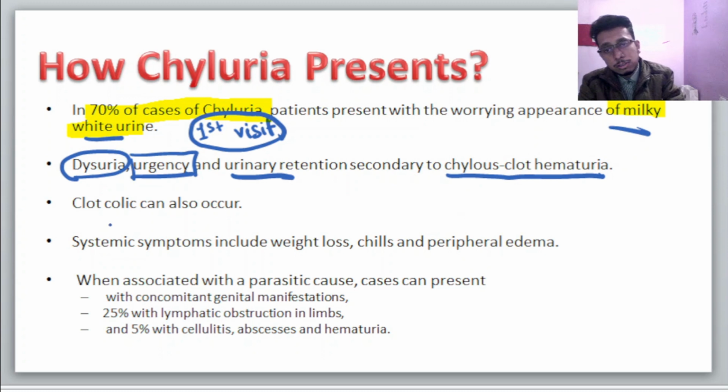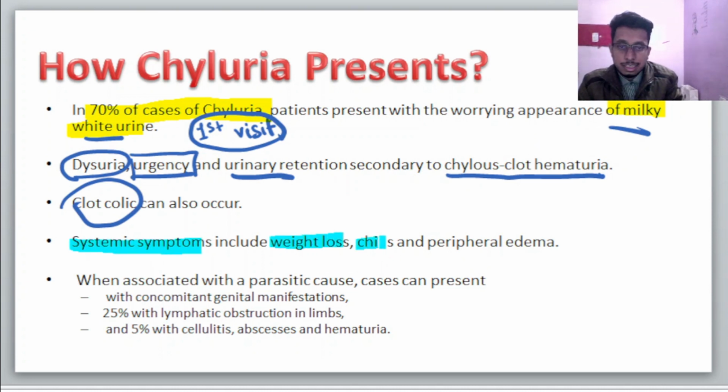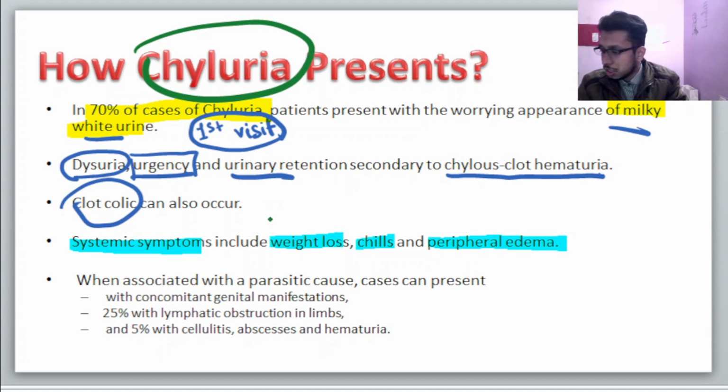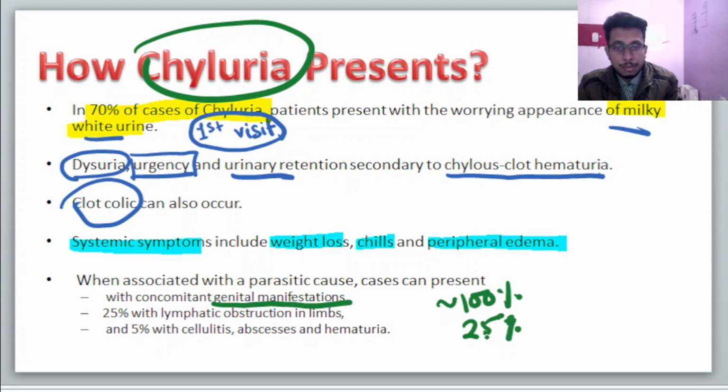Now it can also present as clot colic. Clot colic is sudden flank pain, particularly seen after urination. Besides these local symptoms, there may be systemic symptoms also like weight loss, chills, or peripheral edema. Now if this Chyluria is associated with parasitic infestation, almost always 100% of the cases will have genital manifestation, that is genital swelling. Around 25% of the cases will have lymphatic obstruction in the limb, and 5% will have cellulitis, abscess, and hematuria.